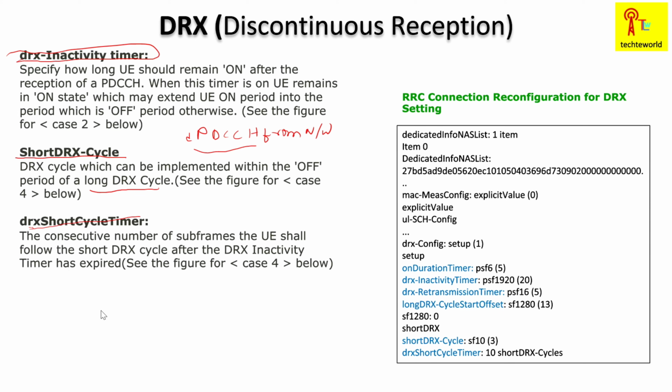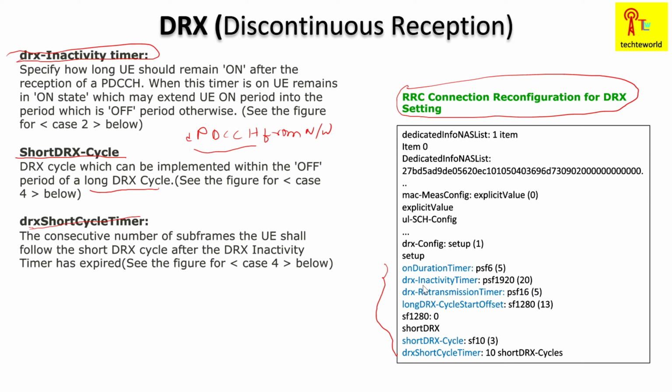Now one of the important points I need to mention is about the RRC connection reconfiguration message and how it plays a role in DRX setting. This message is sent by the network to the eNodeB, and the eNodeB transmits it to the UE. In this particular message you can see the parameters actually needed for DRX setting are included: the on duration timer, DRX inactivity timer, DRX retransmission timer, long DRX cycle start offset, short DRX cycle, and DRX short cycle timer. All these parameters needed for DRX are included here.